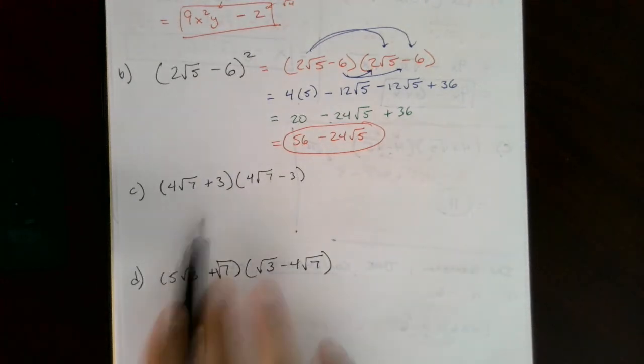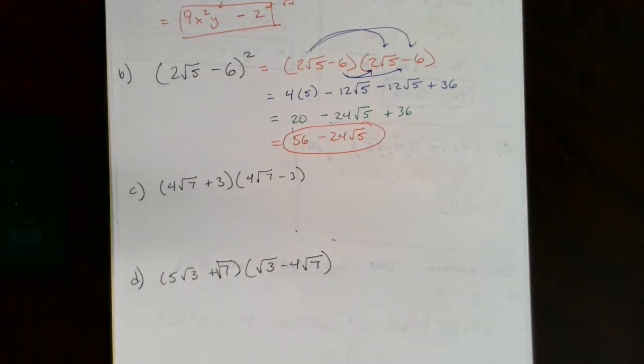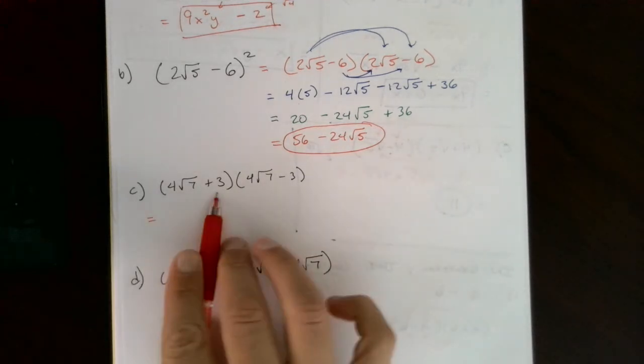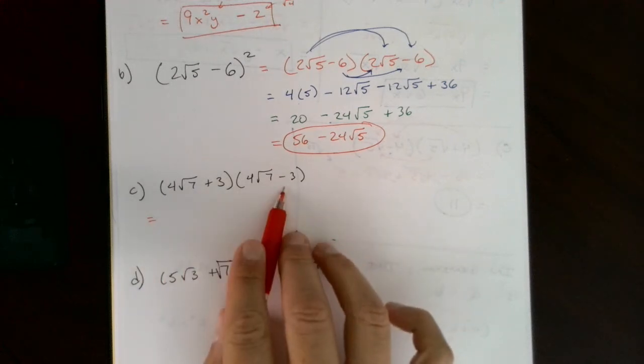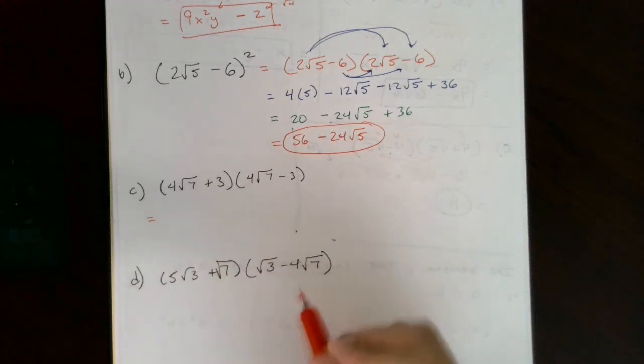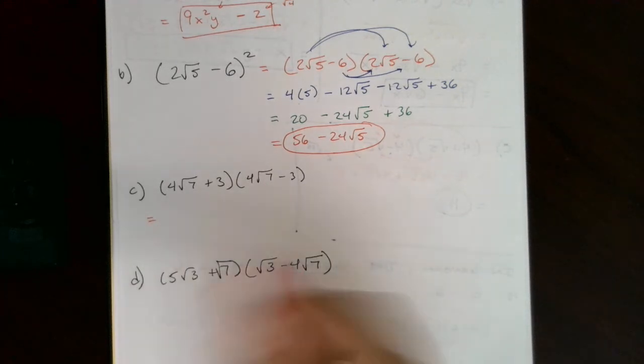Alright, so try these two on your own. I'd pause it, try them out, and then come back and check your answer. Looking at this first one, 4 root 7 plus 3 times 4 root 7 minus 3. First thing I notice about these is that it's the same terms with the opposite sign in the middle. So these are conjugates, so I only have to multiply the first and the last.